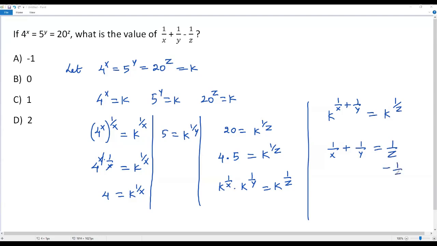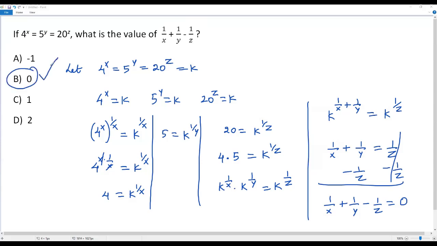Okay, now let me subtract 1 over z from both sides of the equation. When I do so, this positive 1 over z and negative 1 over z will cancel out. Then I'm getting 1 over x plus 1 over y minus 1 over z on the left side. On the right side, we have 0. Okay, now I got the value of this expression, 1 over x plus 1 over y minus 1 over z. Its value is 0. We find this 0 in answer choice B. The correct answer choice for this question is B.